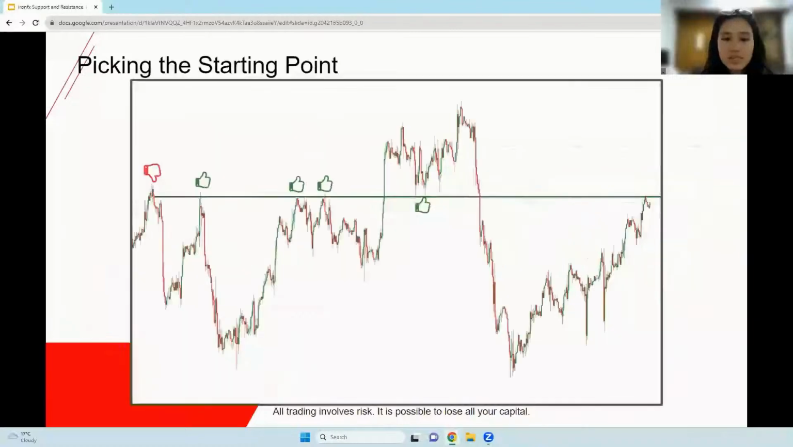Okay, some more examples over here. You can see this red thumb is what we want to avoid because it's cutting too many bodies of the candlesticks. So these green thumbs are what you typically want to look out for, where you are just cutting the wicks of the candlesticks.